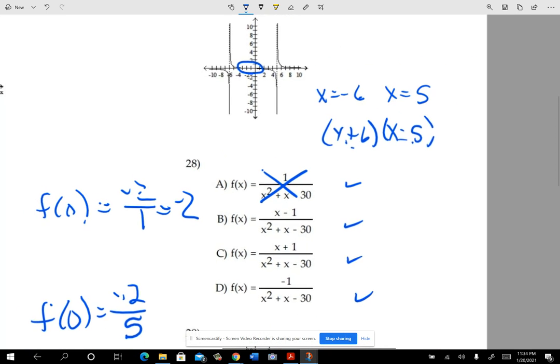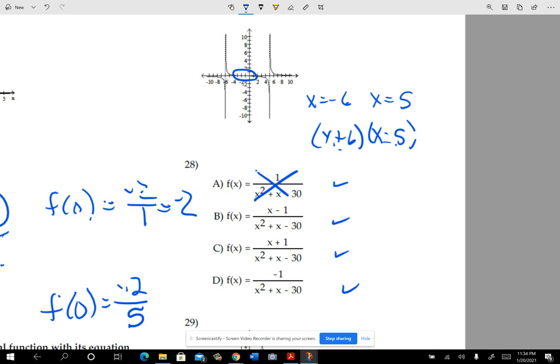And then I don't think it's this guy because the numerator would equal 0 when x equals 1, and it looks like it's crossing more over to the left. It's shifted to the left a little more. So I don't think it's that guy. You have to have a variable, so it's not that one. So that makes it, in my mind, C. That's how I would analyze that.